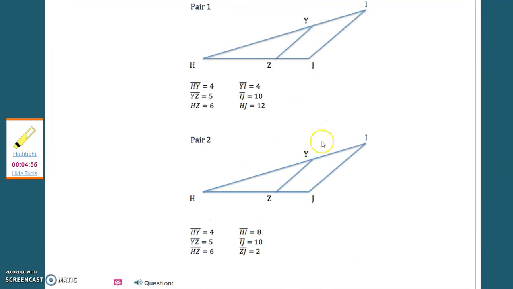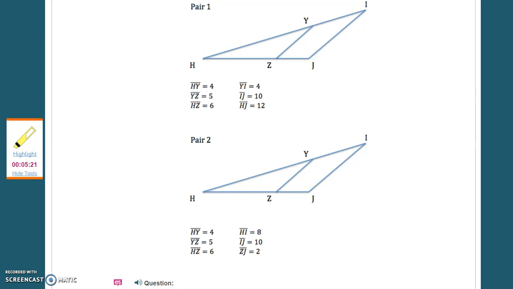Now let's check this. It could be that both of them are similar. 4 for HY. YI is not mentioned. HZ is 6. ZJ is 2. So this is a 6 to 8 ratio. And then this is 5 and this is 10. So 6 over 8 does not equal 5 over 10. So I would explain both of those.